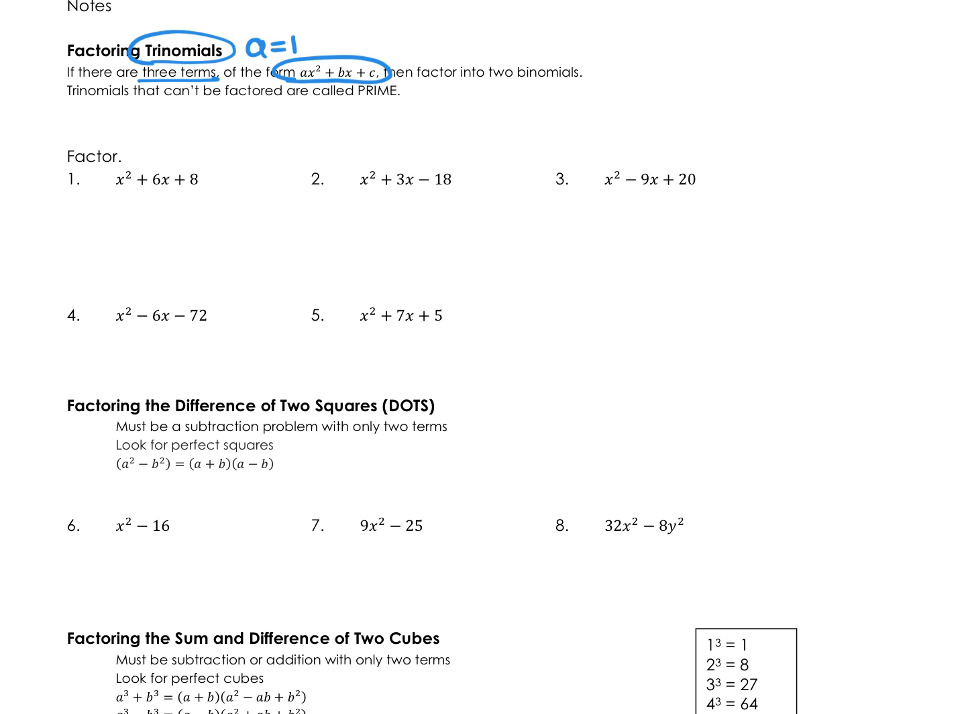These are really easy to factor. Tomorrow we'll tackle what happens when a is not 1, okay? That's probably the most complicated one. But when a is 1, they're really easy, okay? All you're going to do is look for 2 numbers that multiply together to get c, the number at the end by itself, but also add together to get b, the number that's in front of the x term.